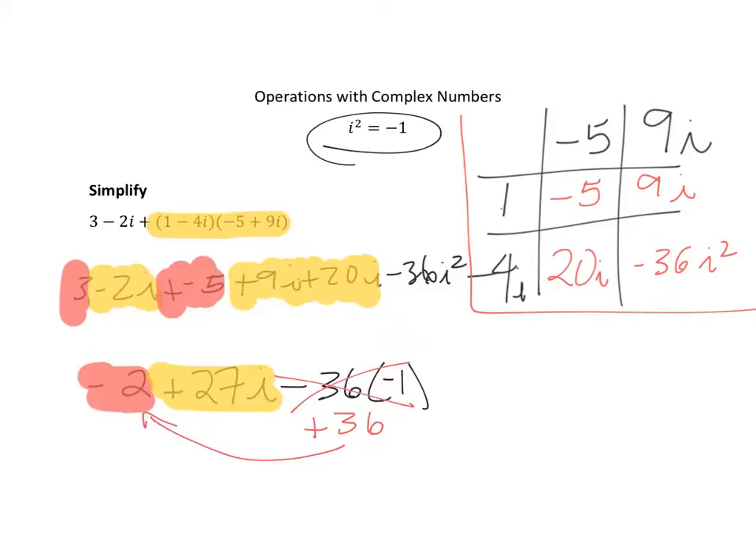It's a real number now. It doesn't have an i with it. That i squared turned into a negative 1, which made that minus 36 a plus 36. Plus 36 and a minus 2, those two can combine. So one last little combination, and we'll get 34 plus 27i. There's nothing else to combine. There's no other multiplication, addition, or subtraction happening. So we have done exactly what the problem asked us to do, which was simplify. So we're finished. All done.